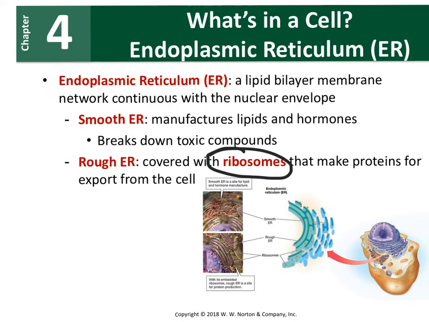The ER is a lipid bilayer membrane again, and it's got two parts, smooth ER and rough ER. The smooth ER manufactures lipids and hormones and breaks down toxic compounds.